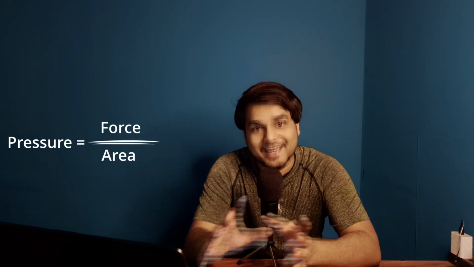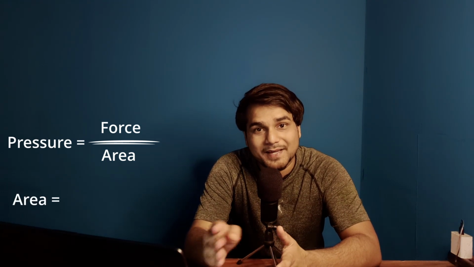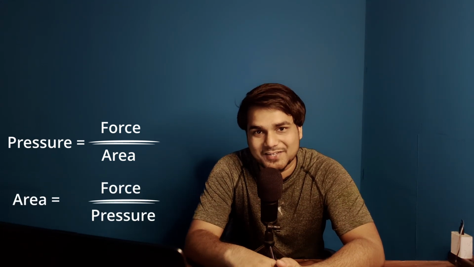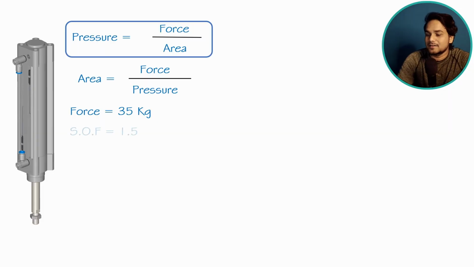To calculate the area, just rearrange the formula of the pressure. So area will become force divided by the pressure. And now before starting the calculation, first we have to consider the factor of safety. And this is very crucial, and it also depends on the type of the application of the pneumatic cylinder. And our case is the simple pressing, so we can consider the factor of safety 1.5 times or more than 1.5 times. So let's consider factor of safety is equal to 1.5.